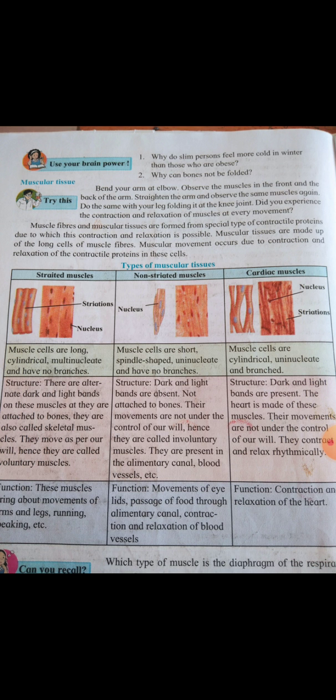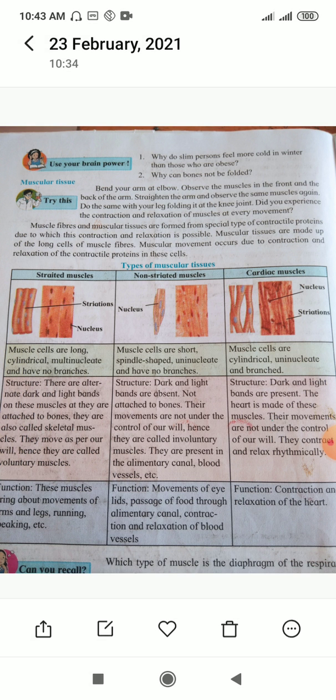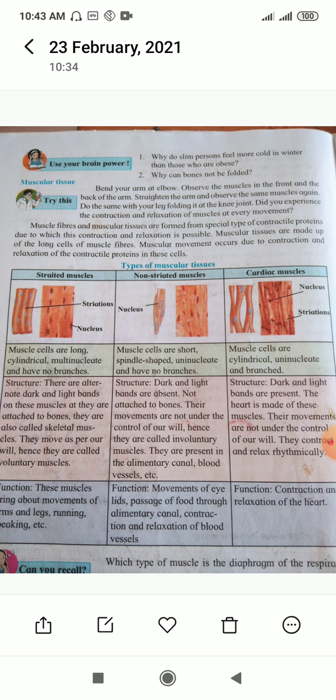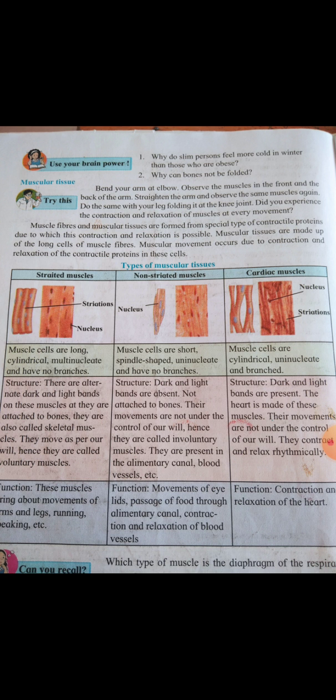Now next, muscular tissue. Muscle fibers and muscular tissue are formed from a special type of contractile protein, due to which contraction and relaxation is possible. We know that our muscles are always in movement. Their movement depends on contraction and relaxation. So this type of tissue is made from a special type of contractile protein.